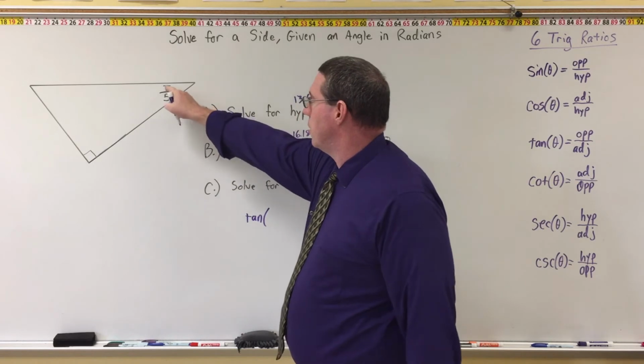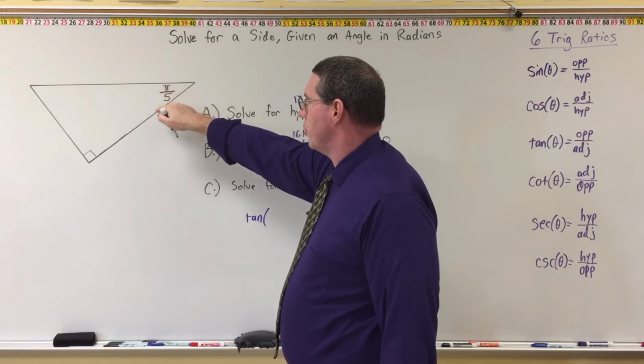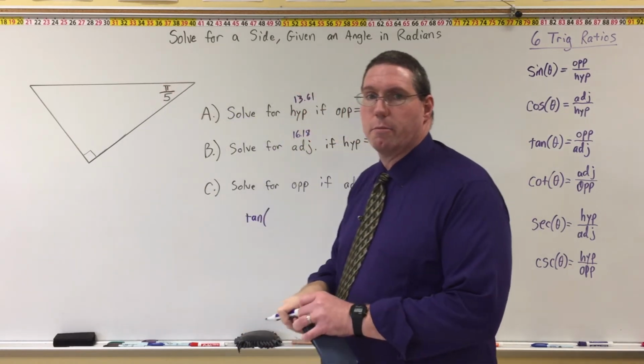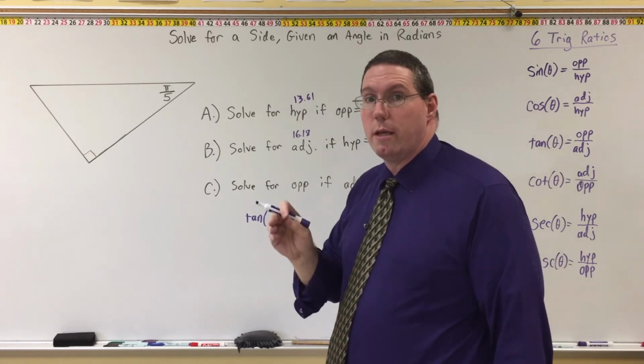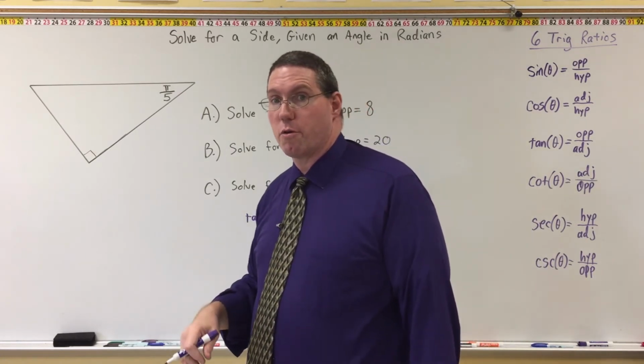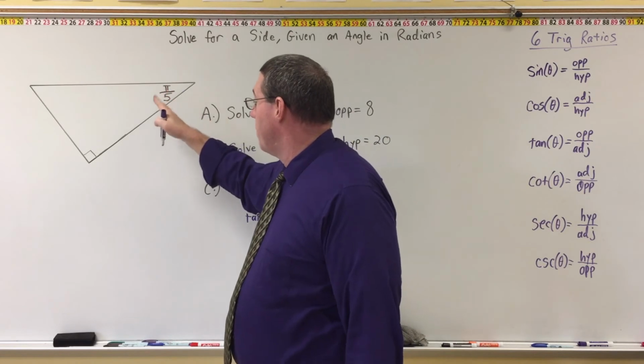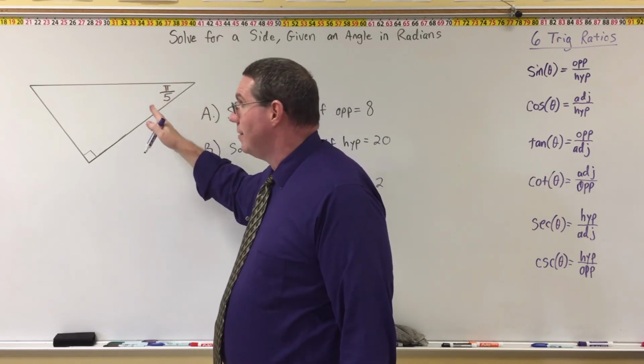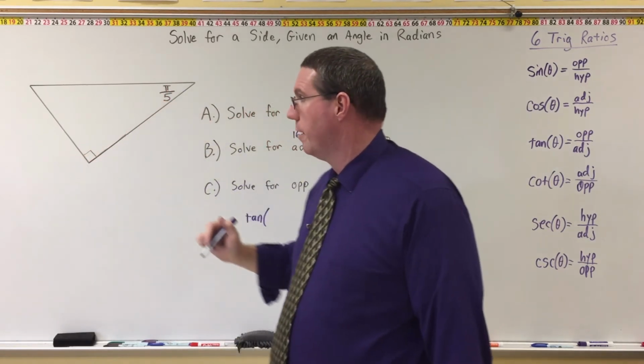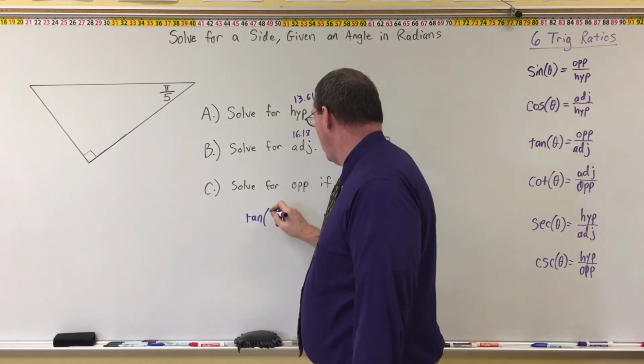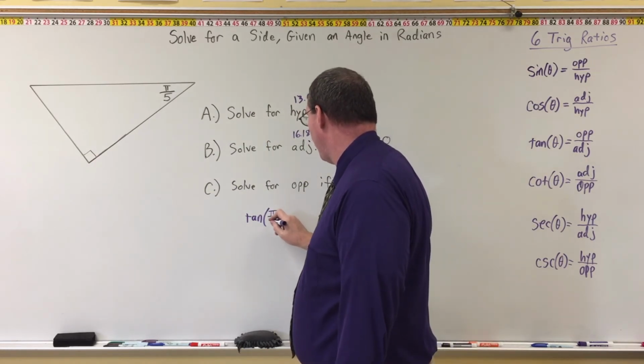Now, we haven't changed the radian measure here, but this radian measure could be anything between 0 and pi over 2. So it could be like 7 pi over 19 or something like that. I probably wouldn't give you something that crazy, but just know that it doesn't have to be pi over 5.